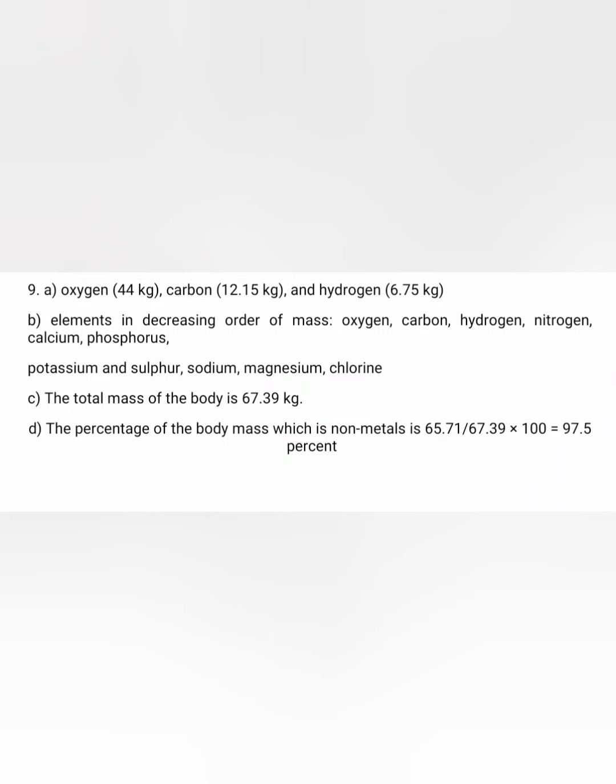The answer to part 9A is oxygen 44 kg, carbon 12.15 kg, and hydrogen 6.75 kg. Part 9B is the elements in decreasing order of mass: oxygen, carbon, hydrogen, nitrogen, calcium, phosphorus, potassium, sulfur, then sodium, magnesium, and chlorine. Part C is the total mass of the body, which is 67.39 kg.